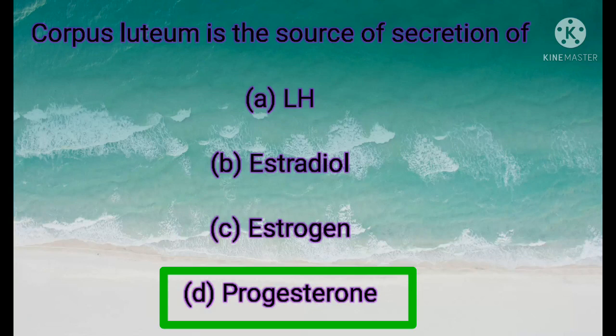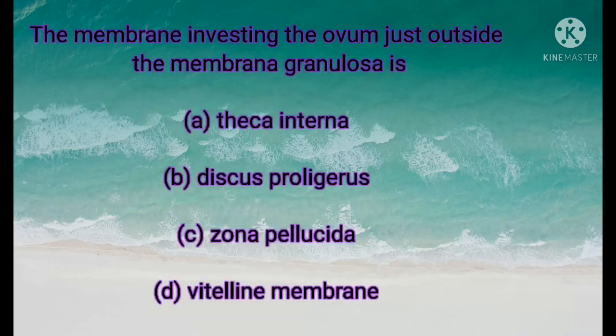And because of this, the right answer is progesterone. Progesterone, the pregnancy hormone, is secreted from the corpus luteum. It acts as a gland. Here the next question is: the membrane investing the ovum just outside the membrana granulosa is.